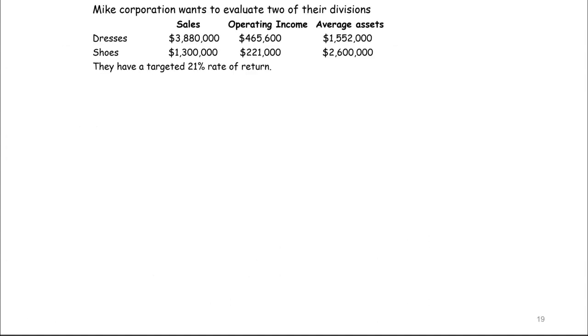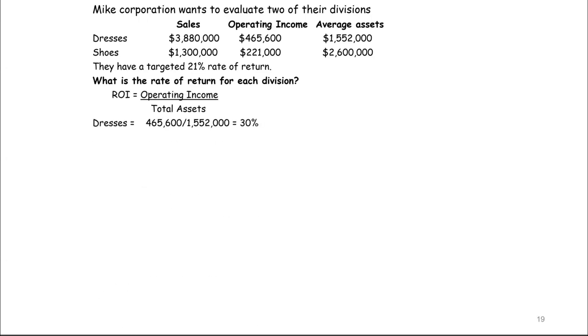Now let's take a look at one more problem. We have Mike, who wants to evaluate 2 of their divisions, dresses and shoes. They want to decide, should they discontinue one? They have a targeted rate of return of 21%. What is the rate of return for each division? So dresses is 30%, which obviously exceeds our targeted rate of return, and shoes is well below.